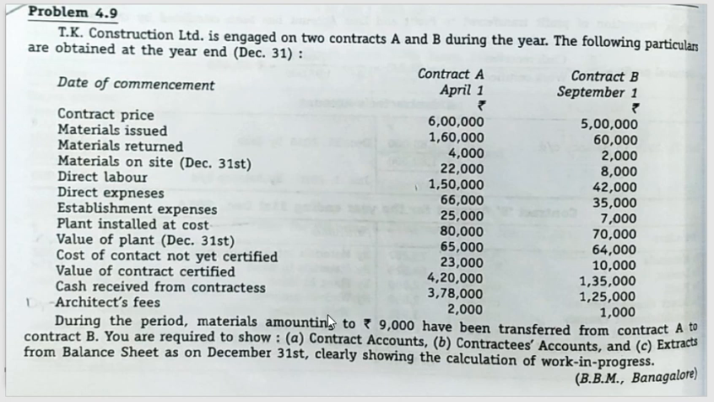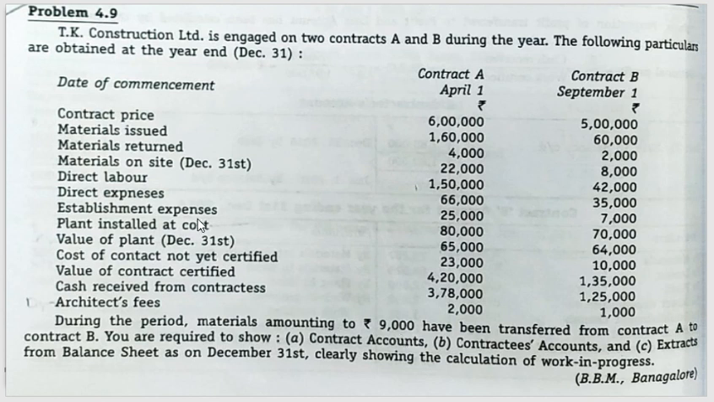And this is the architect's fees. It is an expense, so you will be recording it in the debit side of your contract account. Then during the period, materials amounting to rupees 9,000 have been transferred from contract A to contract B. So as these materials are transferred from contract A to contract B, in contract A's account, it will appear in your credit side. As contract B is receiving it, it will appear in the debit side as materials.